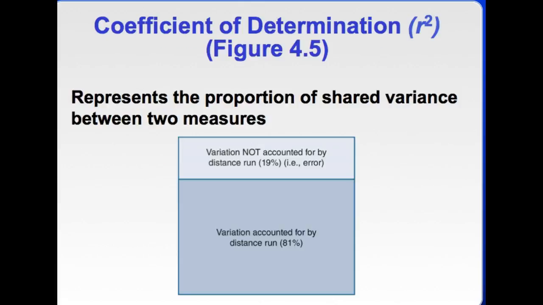The coefficient of determination represents the proportion of shared variance between two measures. The variation not accounted for by distance and the variation accounted for by distance. So you can see those two coefficients of determination there.